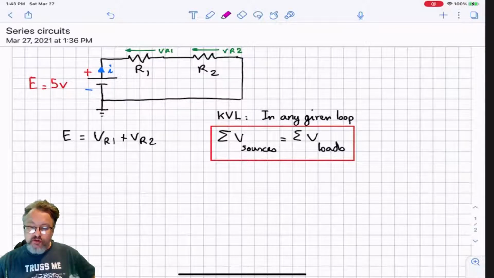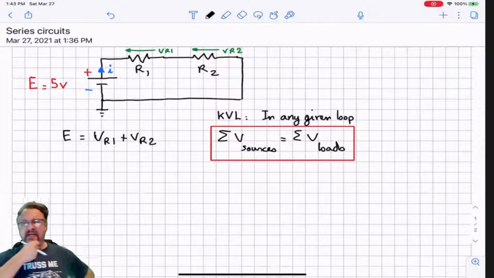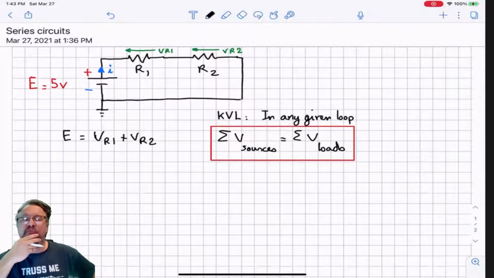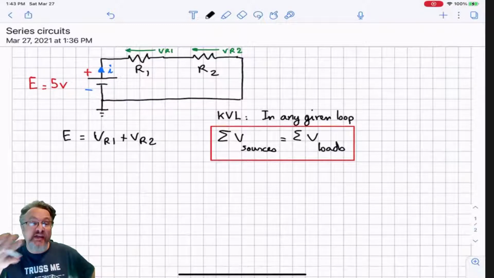And what is the current? Well, the current will be the same everywhere here. All right. So when we have a circuit like this, what do we do to essentially measure everything?